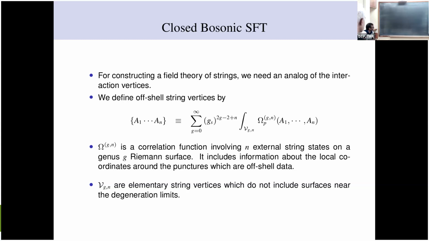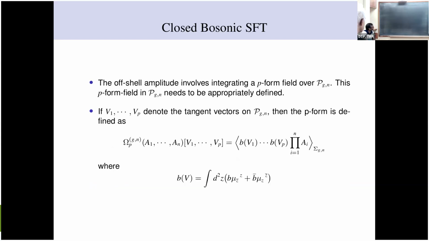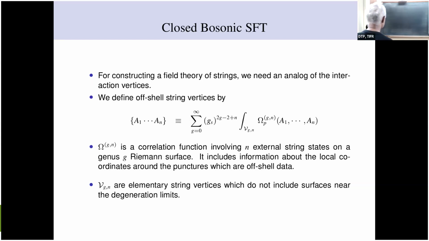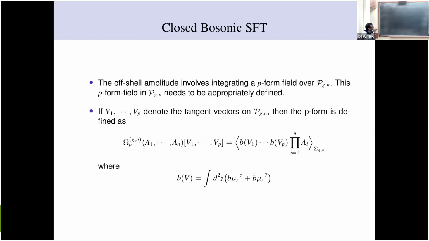And this VGN, I defined this VGN. What are the A's again? A are some insertions, so they will be string fields. You can choose them. They are off-shell vertices. And what is the p-form field? Yes, I'm defining this p-form.